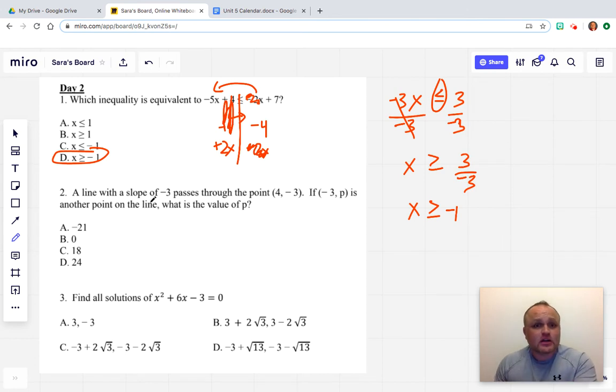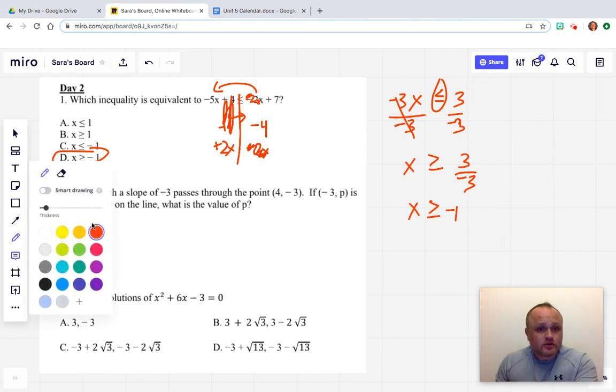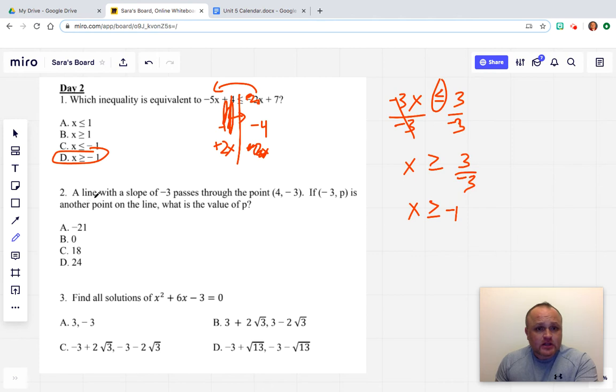Okay, let's look at number 2. So number 2 has a line with a slope and a point, and it says if (-3, p) is another point on the line, what is the value of p?